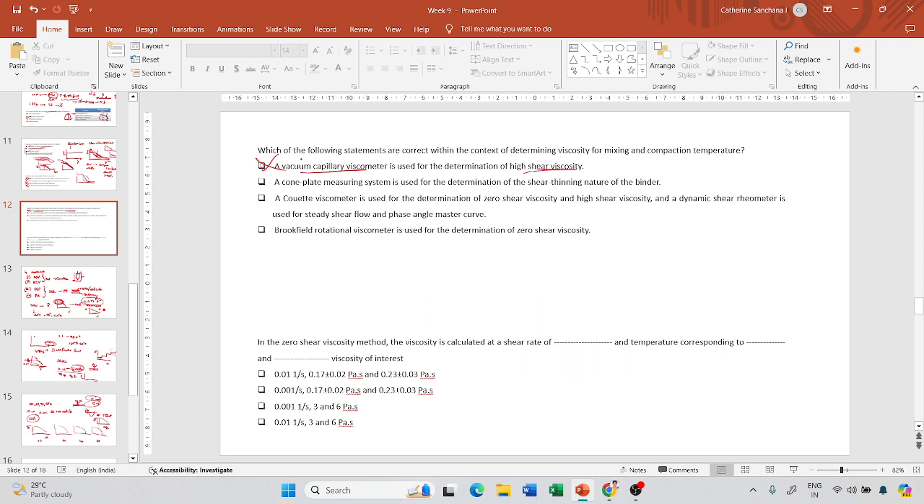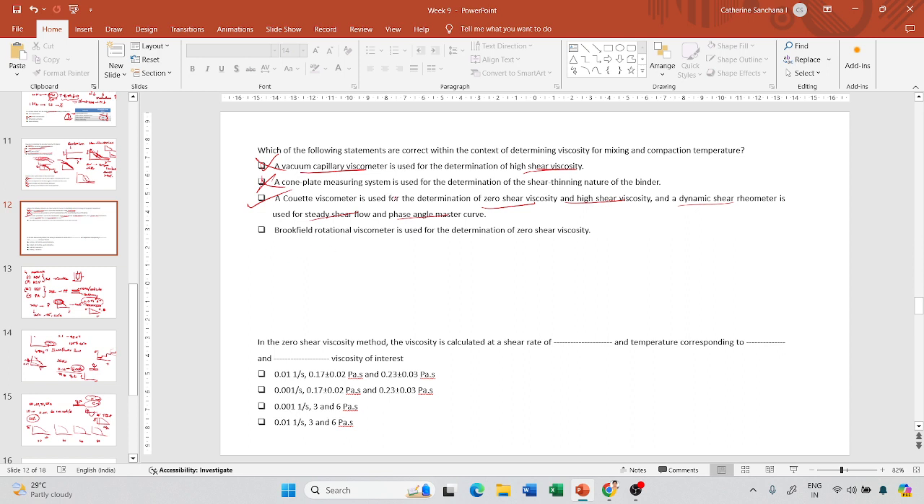This is just used to find out the response of bitumen at 60 degrees Celsius. A cone and plate geometry is used to determine the shear thinning nature of the bitumen. Using a cone and plate system, you can capture the shear thinning regime of the bitumen, but it is not used to find out the mixing and compaction temperature. A cuvette viscometer is used for determination of zero shear viscosity, high shear viscosity. A dynamic shear meter is used for steady shear fluid and phase angle method. So this is what we saw. This is the correct option.